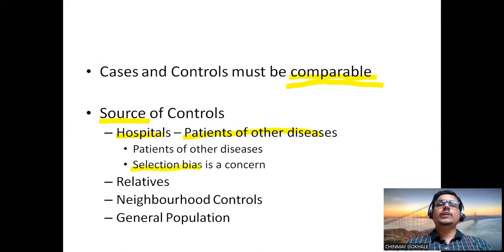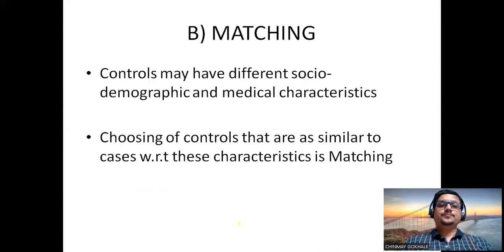What are bias? What are selection bias? That would be covered in the second part of this video. Coming back, if hospital patients or other patients of the same hospital are not available or are not feasible or are not ready to give consent, then the relatives of that same patient can become controls, or neighborhood people living in the neighborhood can become controls, or we can directly go into general population and look for an individual of same age, same gender, preferably same occupation status, etc.